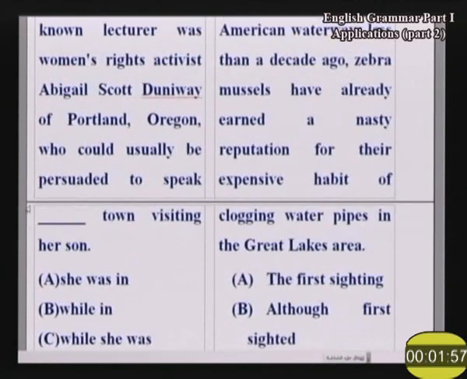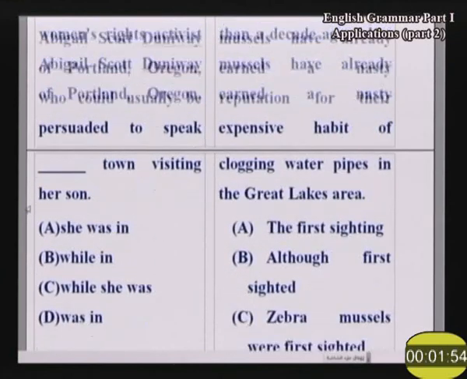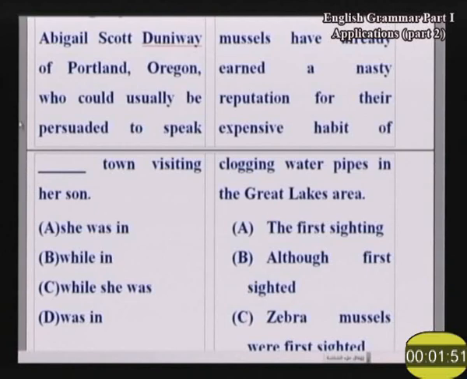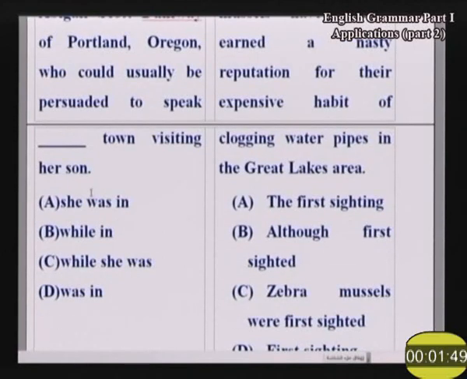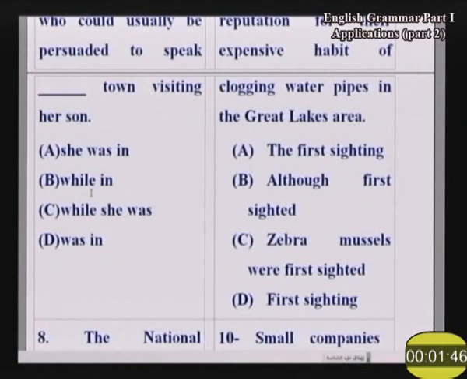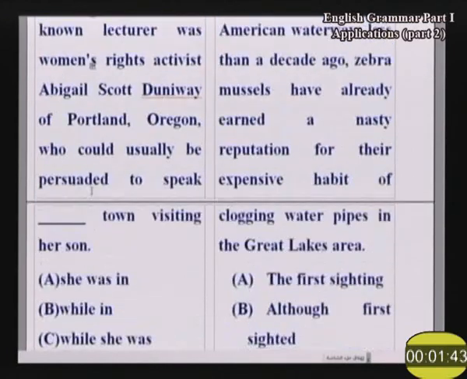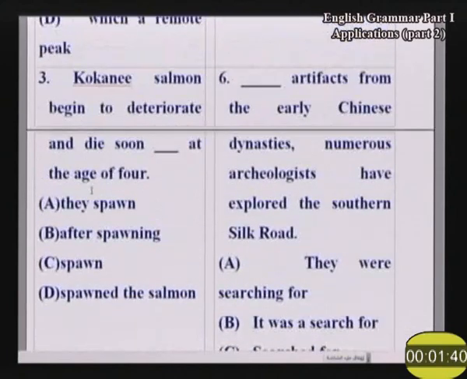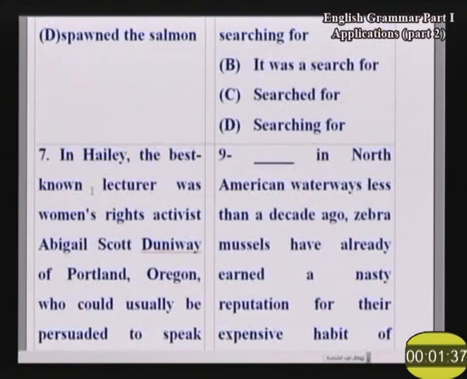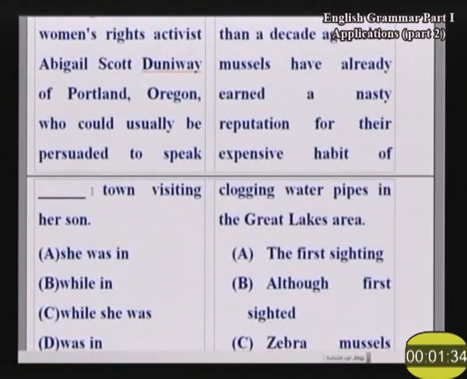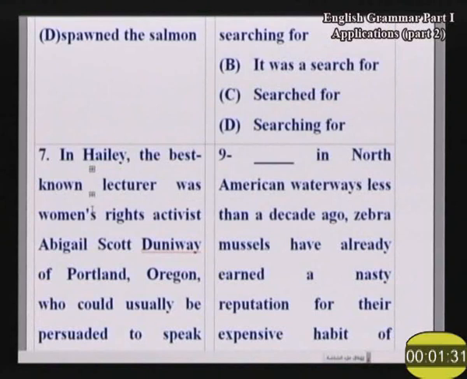يبقى أنا محتاجة هنا a connector. Where do I have a connector? I have a connector in B. يبقى that's what I need. يبقى although first sighted in North American waterways less than a decade ago. مع إن أول مرة اتشافوا in North American waterways من أقل من 10 سنين, zebra mussels have already earned a nasty reputation of so and so.